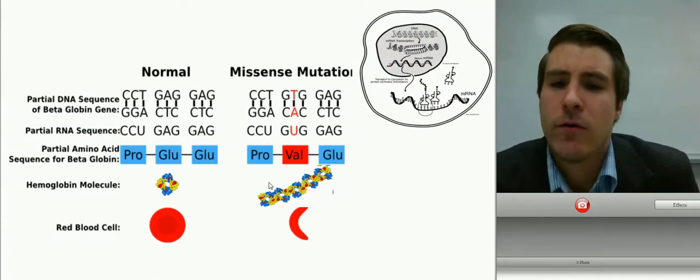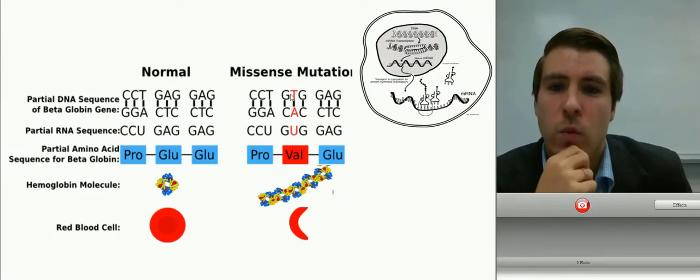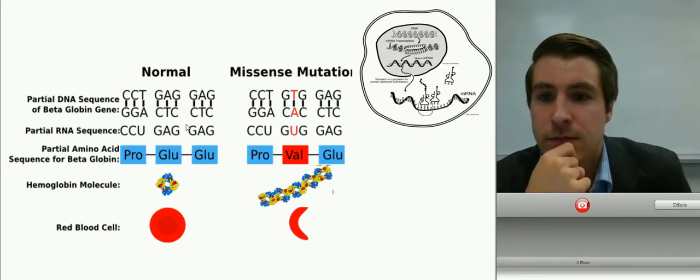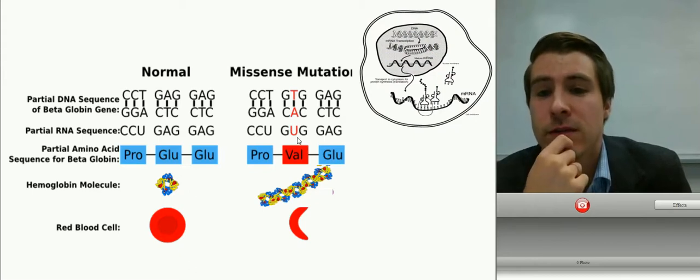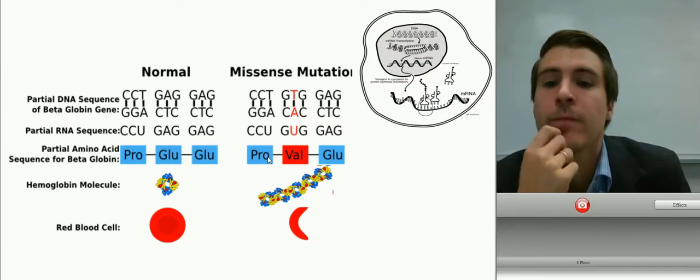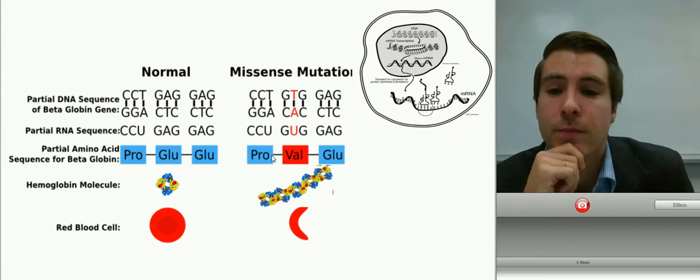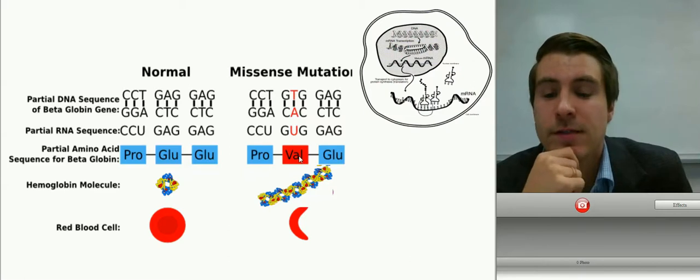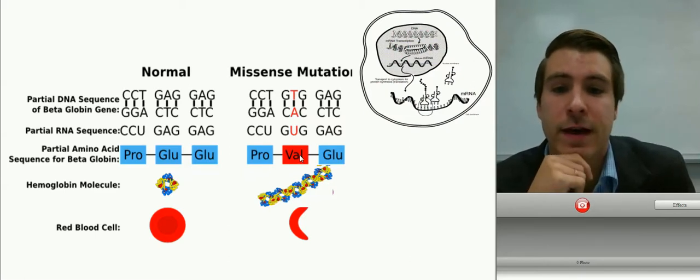Okay, so again, we still have that question: how could one letter change the shape and function of our final protein? Well, let's follow the logic through. If we change the letter here, we get a change in the RNA sequence. If we get a change in the RNA sequence, we get a change in the sequence of amino acids. You'll notice that here, this is the standard pro-glu-glu. In a mutated hemoglobin gene, the final amino acid sequence is pro-val-glu. That's a difference, and that difference is very, very significant, in fact.